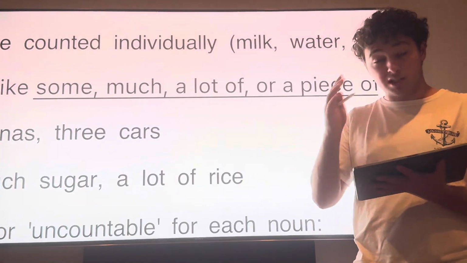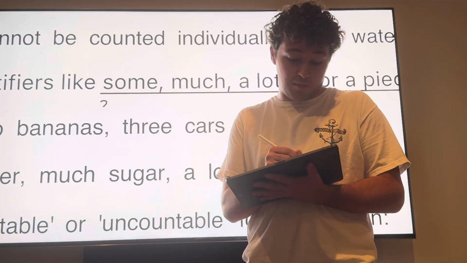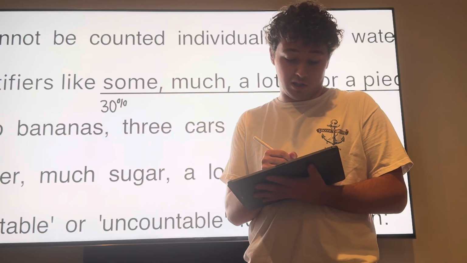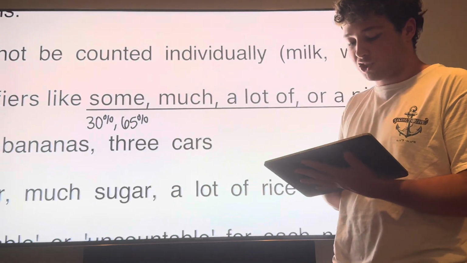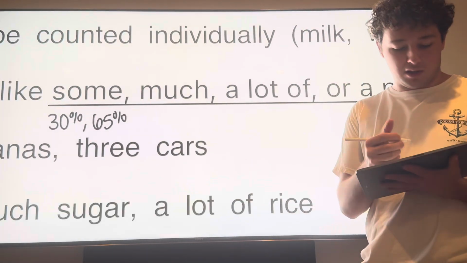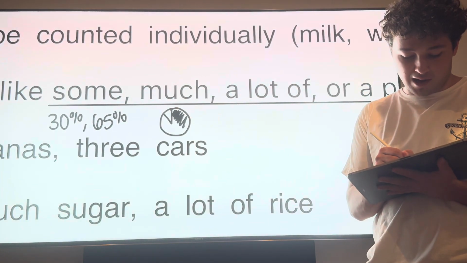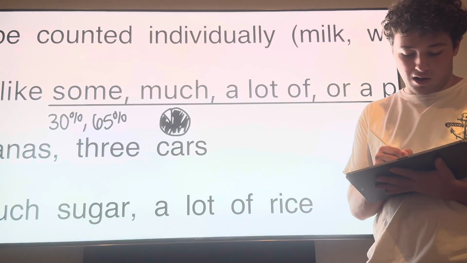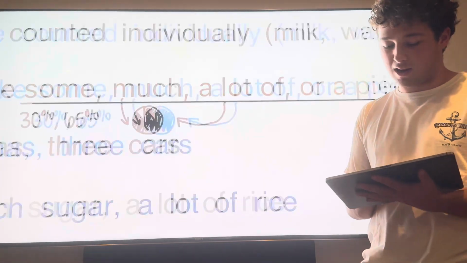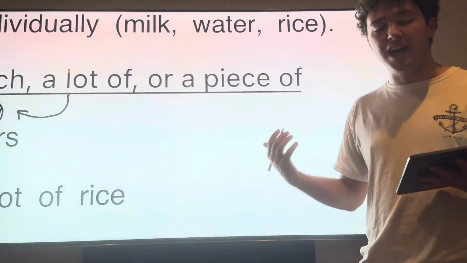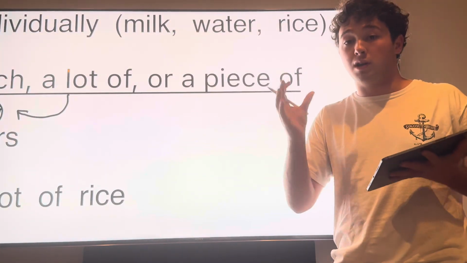Some means a portion. Maybe it's 30%, maybe it's 65%, it's just a portion. Much means the majority. Here's your pie, and you're taking almost all of it, right? Much means you're taking most of it. Same with a lot of; those are actually the same way to say it. A piece of is just one small, usually uniform part.